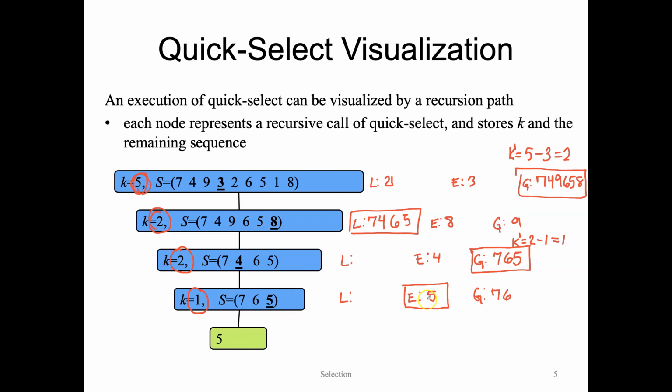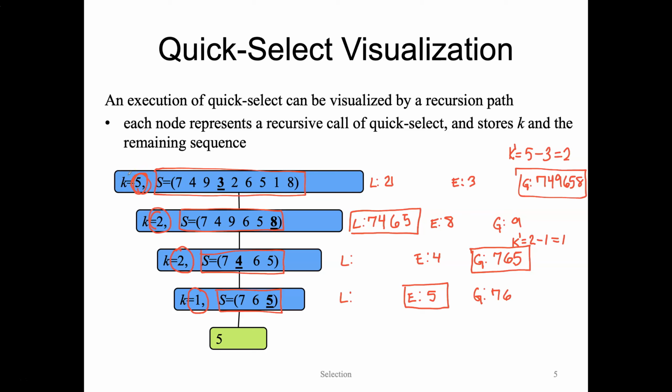5, the number 5, is in this sequence S the first smallest item, the minimum, which corresponds to the second smallest item in this slightly larger sequence, which corresponds to the second smallest item in this sequence, which is the 5th smallest item in the original sequence that we were given. Okay, so that's one example of quick select.